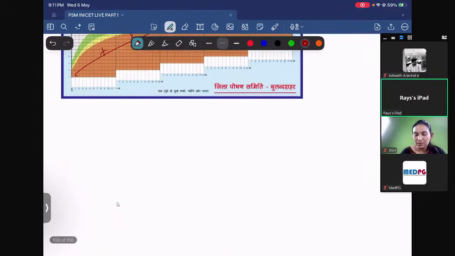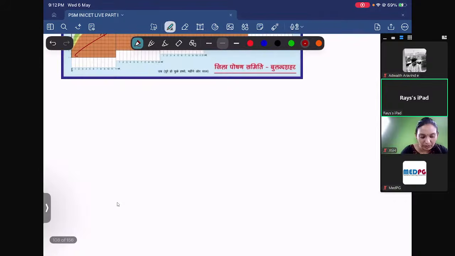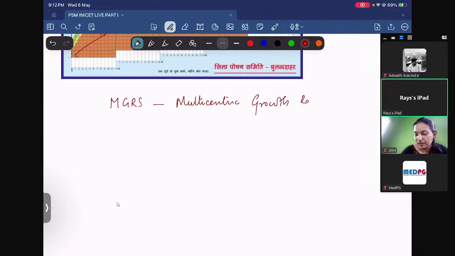Now, the idea of the growth chart is based on something called the MGRS study. What is this? Multicentric growth reference study.